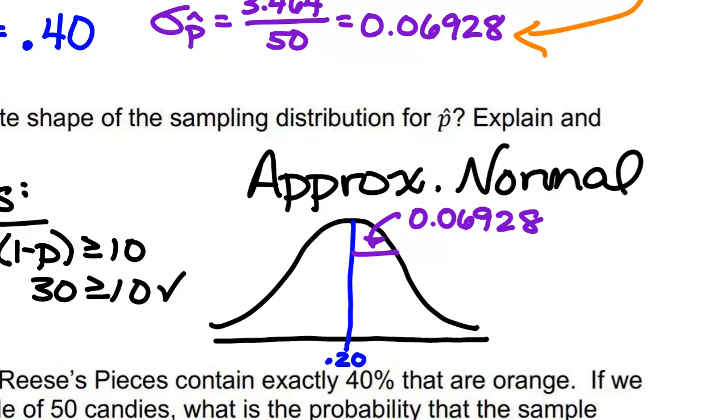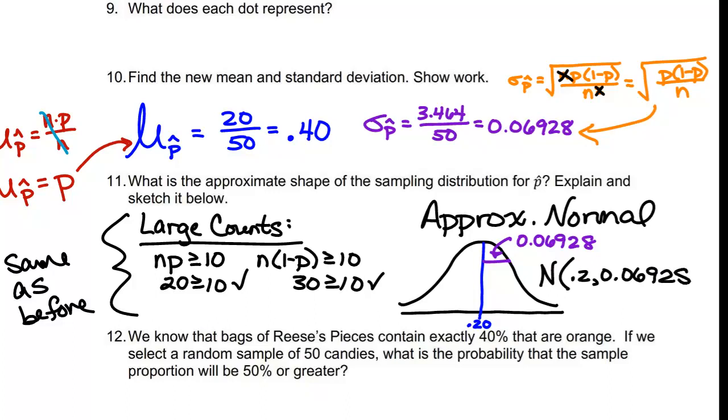Right, do not forget, when we are talking about something that is normally distributed, you need to have the N, and then your mean and your standard deviation inside parentheses. And I usually go ahead and label those. I would highly recommend doing that.